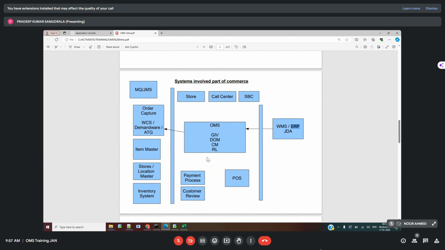Out of all this, we would see about the OMS part, we would also see about the SDC, we would see the payment processing, and we would see the integration between WMS and OMS. We would see the integration between order capture system and OMS, and the integration between item master and OMS. But as we don't have this external system, I would try to explain to you how the data flows from item master to OMS and from OMS to item master.